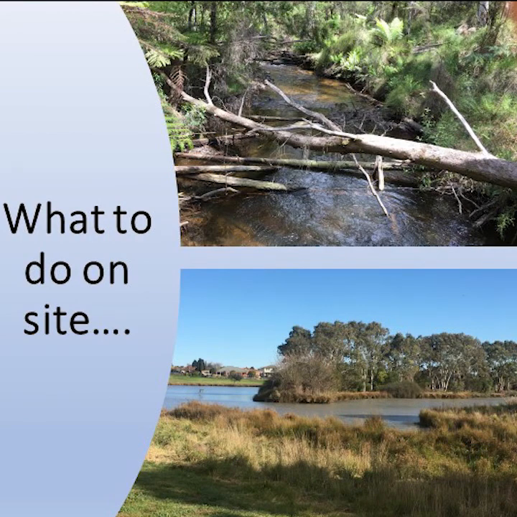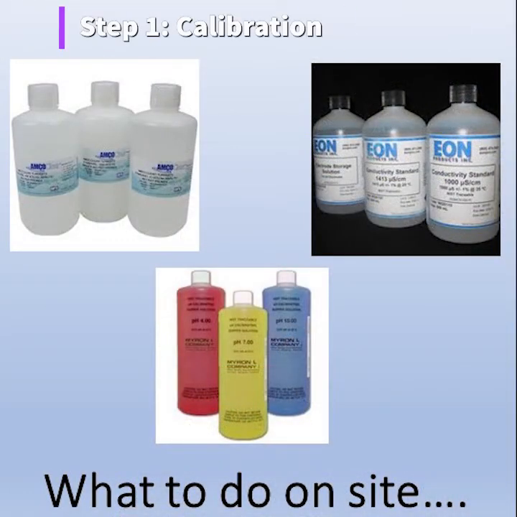Now I'm going to explain what to do on site. The first thing you need to do is calibrate your meter. So this is where you make sure the meter is working properly and it's going to give you an accurate reading. A calibration may involve immersing the probe in a known standard solution, or perhaps exposing it to the air and checking it is reading what you expect. All of the meters will come with a set of instructions on how to calibrate them.